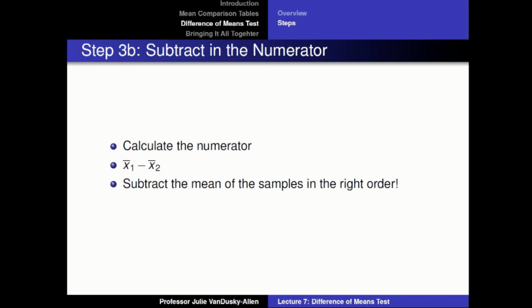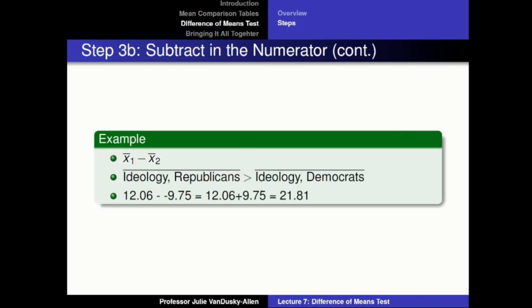Next, we calculate the numerator. The numerator is the mean of sample 1 minus the mean of sample 2. Remember to subtract the samples in the correct order based on your alternative hypothesis. Sample 1 was for Republicans. Sample 2 is for Democrats. So the Republican platform mean was 12.06 minus the Democratic platform mean, negative 9.75, which is equal to 21.81. So 21.81 is the value of our numerator.